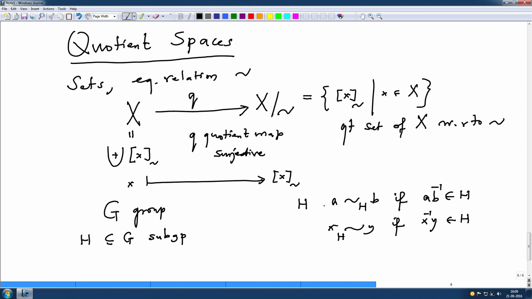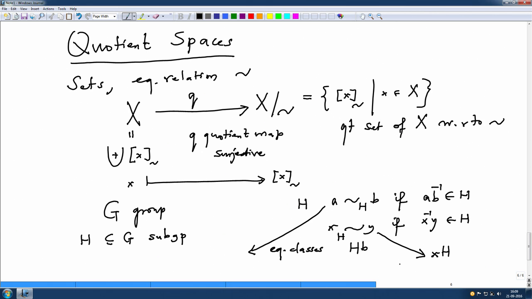So, for this equivalence relation, the equivalence classes will be the left cosets Hb. This is the equivalence class of the first one, and the equivalence class of the other will be the right cosets, no, left cosets. This is the right coset and that is the left coset xH. In general, these two cosets are not different. So, equivalence classes are different.